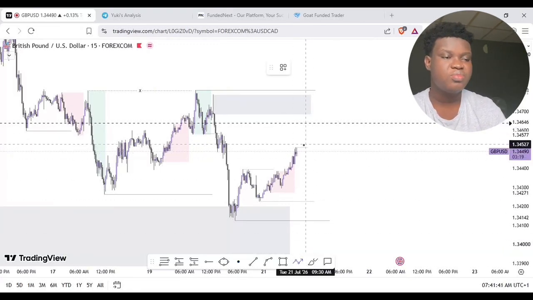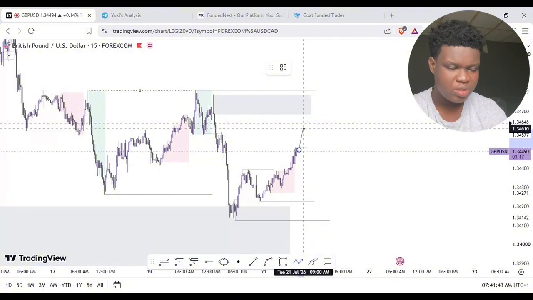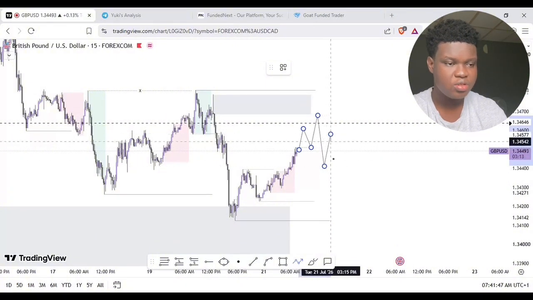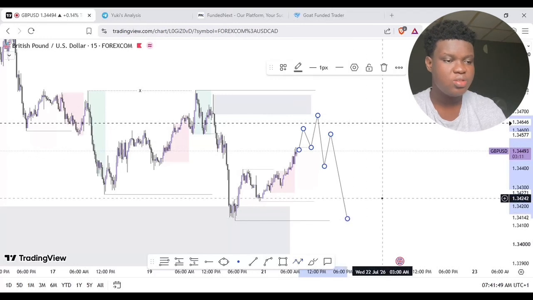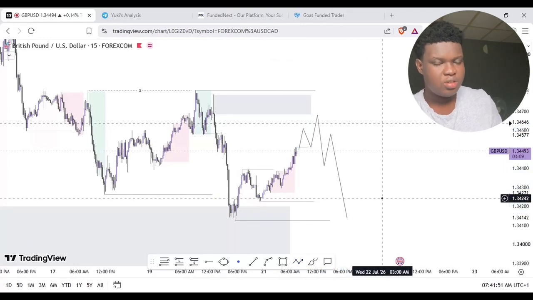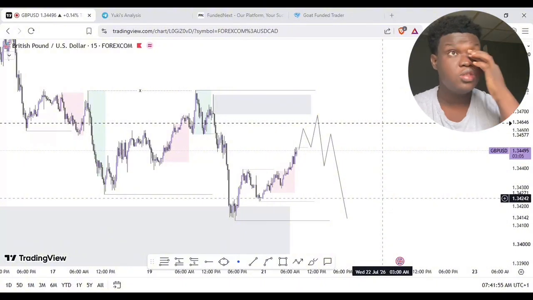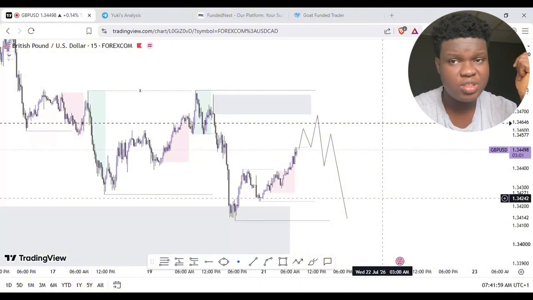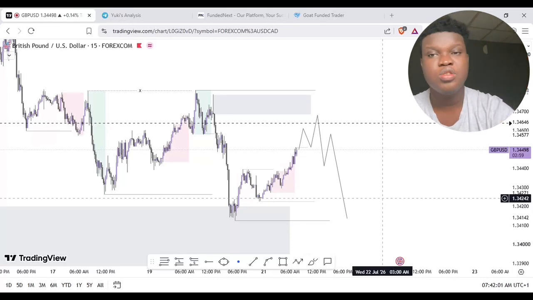So I'm looking for more sales than the bias, although I'm aware of the two scenarios. So I'm waiting for something like this to happen. Yeah, so this is my bias for the day. I'm just going to monitor price and see what price does. If anything comes up, I'll do an update. If nothing comes up, we'll continue again tomorrow. So I'll see you guys in the next trade update. Peace.